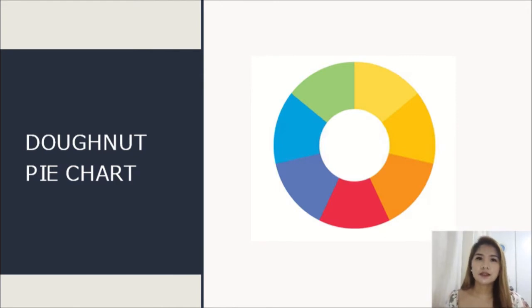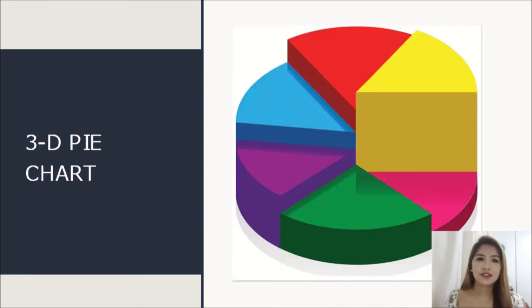The donut pie is a variant of the pie chart with a blank center allowing for additional information about the data as a whole to be included. Next, we have the 3D pie chart. The 3D pie chart is used to give the chart a 3D look and is often used for aesthetic purposes.